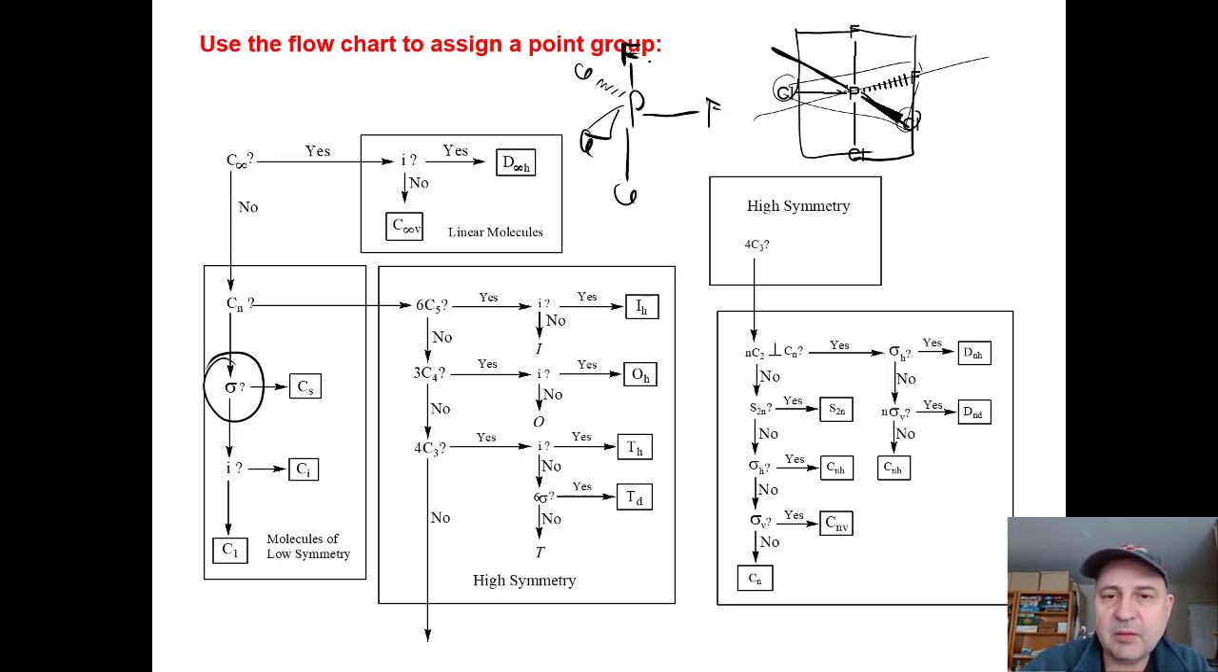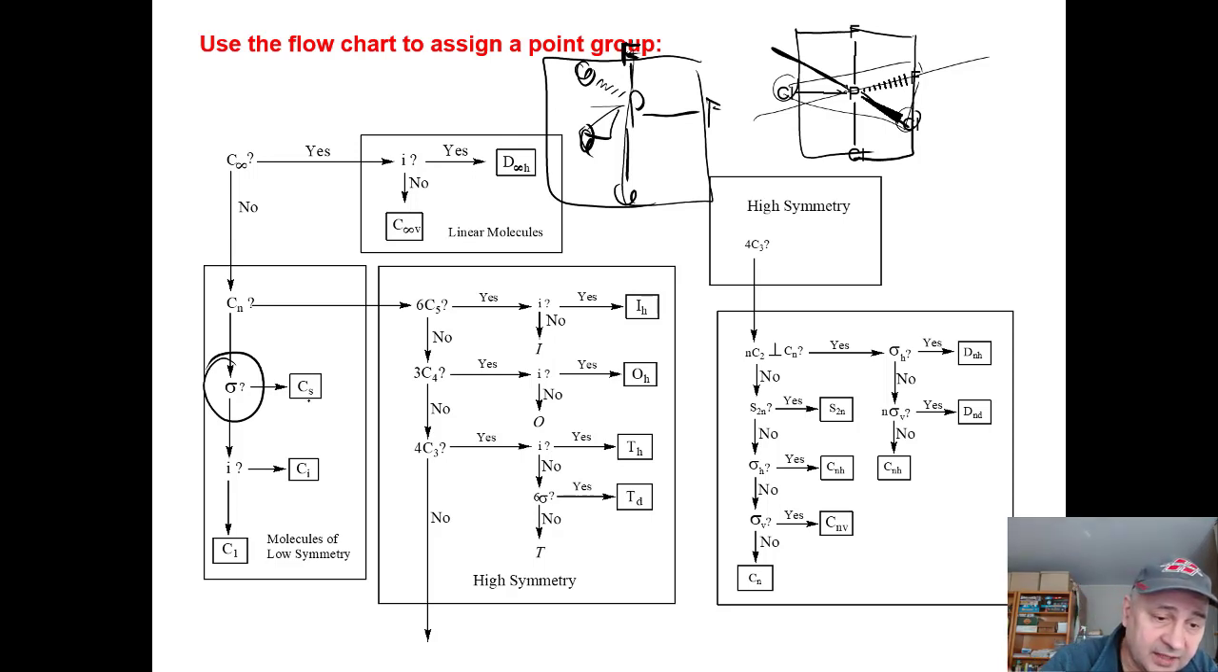I know it's very sloppy, but it's a little easier for you to see that that plane here would dissect, so the chlorine would project into the chlorine. So there is actually a sigma here, so it is a CS point group, okay?